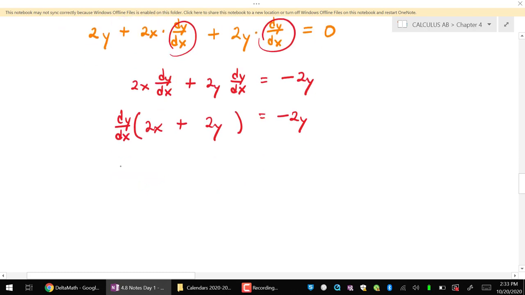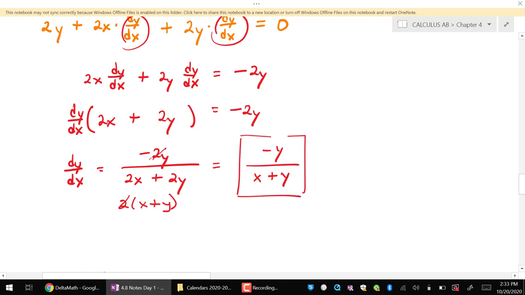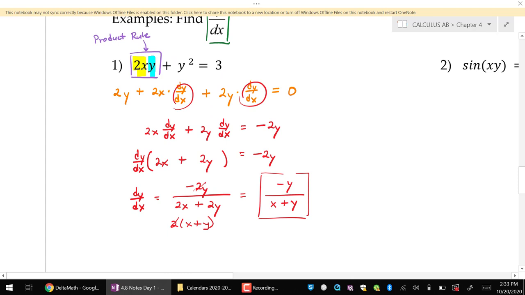Final step, we want to solve for dy dx, because once we do that, we'll have our solution. Negative 2y in the numerator, divide that by 2x plus 2y. And let's do a little bit of factoring. So if we factor out a 2, I can cancel the 2 up here and here. So we'll have, looks like a simplified negative y over x plus y. And that is the answer. That's the derivative, dy dx.